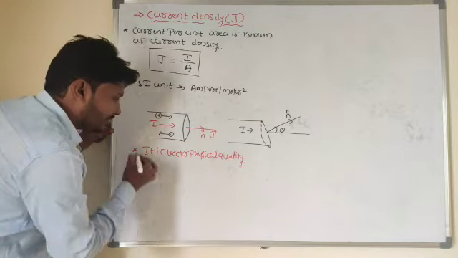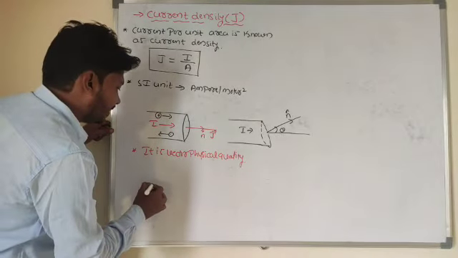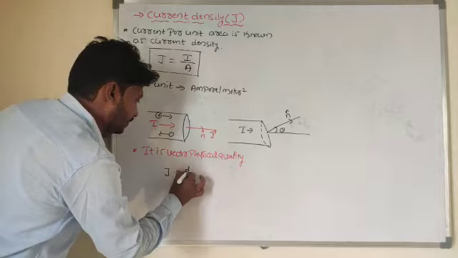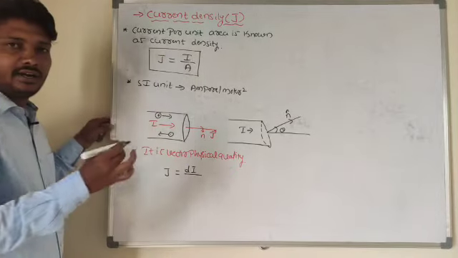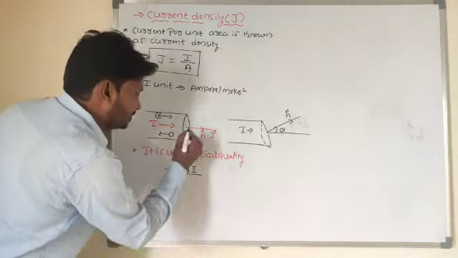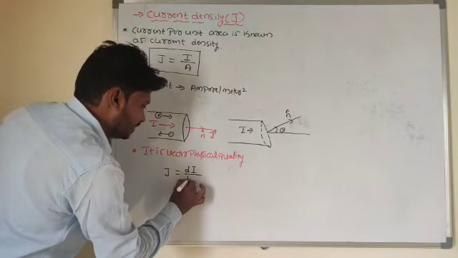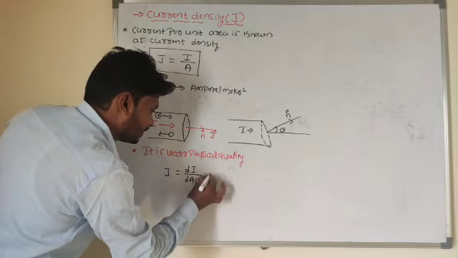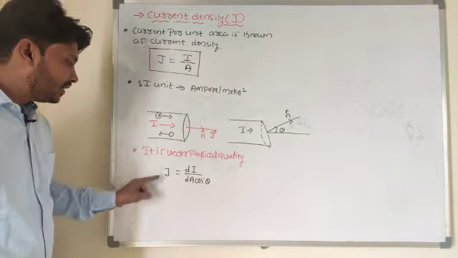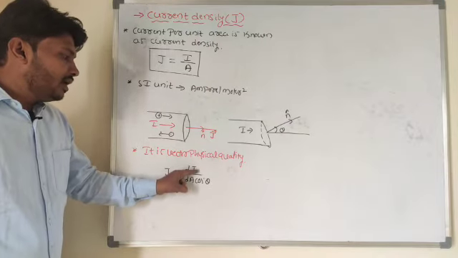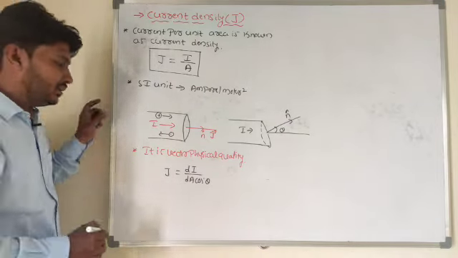So what will be the mathematical expression for that current density? J is equal to dI divided by the area, dA or dS, times cos theta. So the equation I can write here is J equals dI divided by dA cos theta.